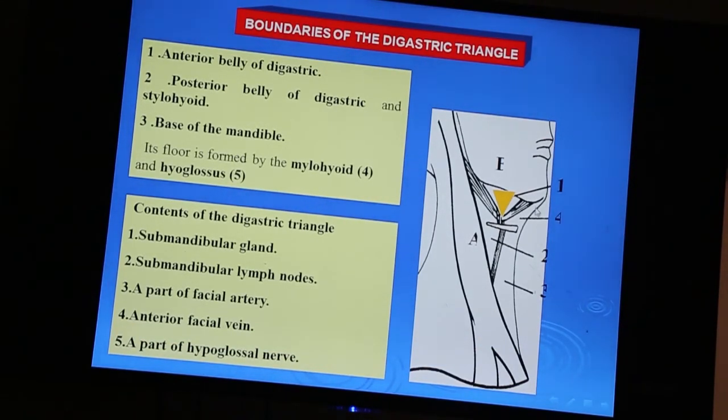Boundaries of this triangle, it is part of the anterior triangle. This is the digastric triangle. Anterior belly of digastric, posterior belly of digastric, and base of the mandible. The floor is formed of mylohyoid and hypoglossus muscle. What are the contents of the digastric triangle? This is the main thing: submandibular salivary gland, submandibular lymph nodes, part of facial artery, anterior facial vein, and part of hypoglossal vein.